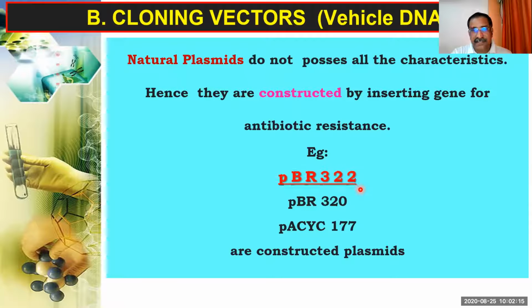I will skip this part. Just understand that all natural plasmids don't have all these characteristics, so wherever they are not there, you have to construct the character by inserting the gene for that particular antibiotic resistance. Such three plasmids are given in your textbook, and out of these three, the most widely used constructed plasmid is pBR322.